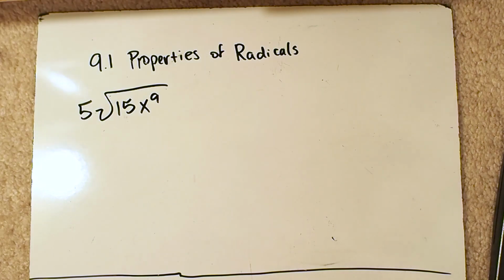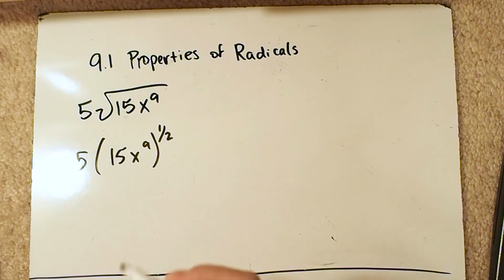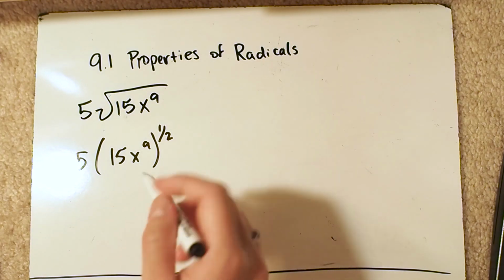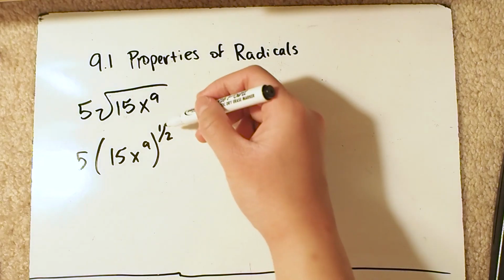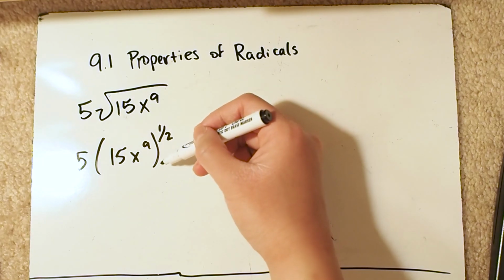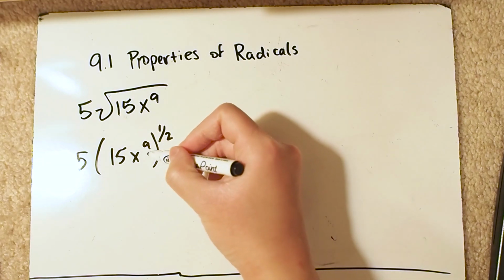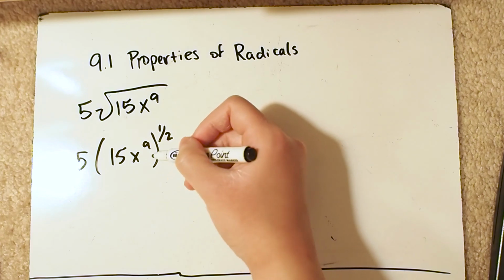Let's talk about the second condition, which was that the variable powers have to be reduced as much as possible. Looking at it and remembering that I can rewrite this as 5 times 15x to the 9th, all raised to the 1/2, I want to try and get this number here so that I can reduce it by dividing by 2.